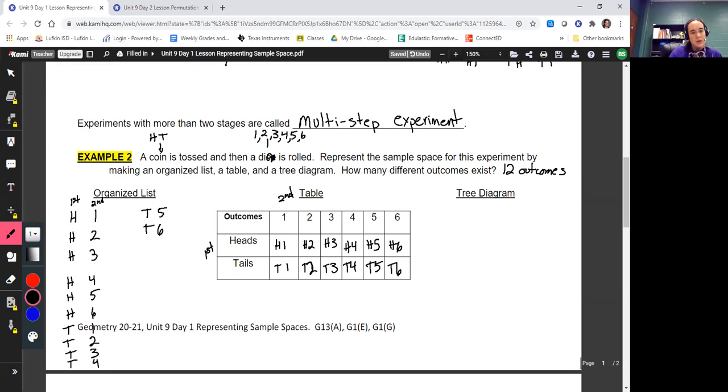And then we go to our tree diagram. With a tree diagram, you start with the first stage or the first step of your experiment, and that was our coin getting tossed. So we could have heads or we could have tails. Then we go to our second step, which was our die being rolled. We could have 1 through 6 on each of these. And yes, we need to draw our branches.